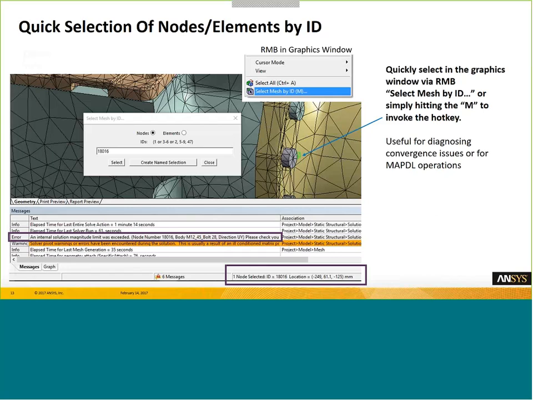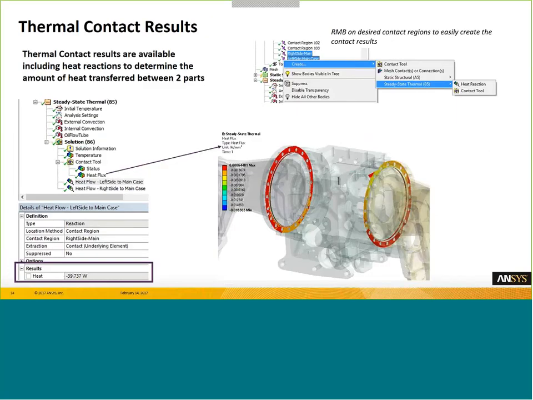On the post-processing side, a couple of nice additions here. For thermal analysis, where we've got contact between joints, we're now able to calculate the heat transfer between two parts. So we can drag the contact down to the solution branch, or you can right-click and say create steady-state thermal heat reaction or contact tool from the contact branch itself and get a result there as well. So you no longer have to do this manually with commands. That's available directly in the GUI.